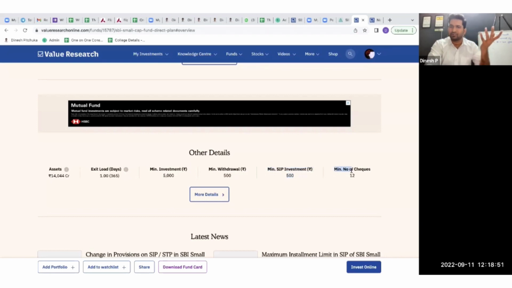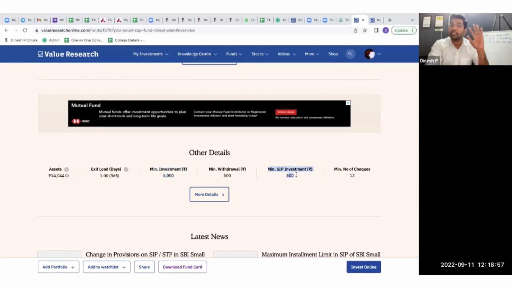Minimum number of checks, like you should have a minimum of 12 checks. That is not required. Okay. So the minimum starting investment is 5,000. After that, the minimum SIP is just 500. Okay, that is what we are going to do.